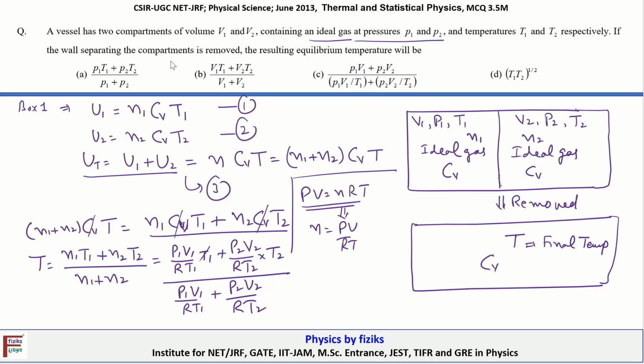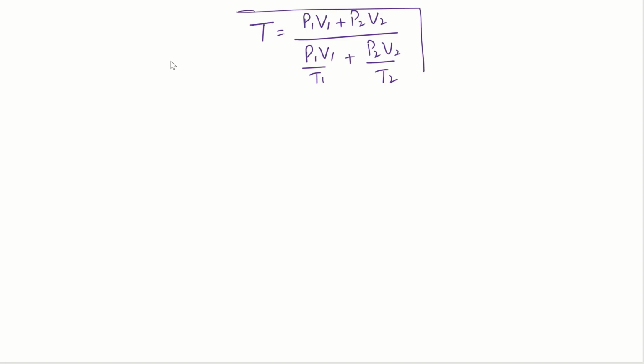So we can cancel the common terms. T1 will cancel with T1, T2 with T2. Since we have R in both the numerator and the denominator, this will also cancel. So ultimately the final temperature of the composite system will be equal to P1 V1 plus P2 V2 divided by P1 V1 upon T1 plus P2 V2 upon T2. That's the final common temperature of the composite system.